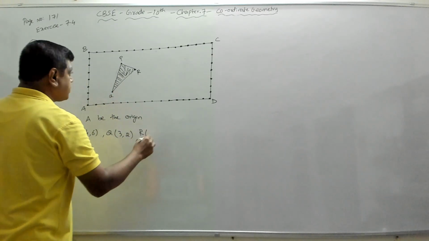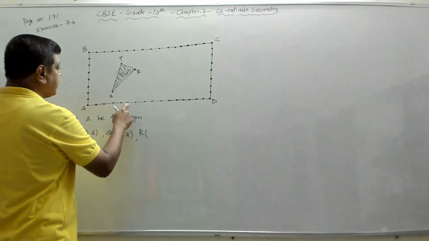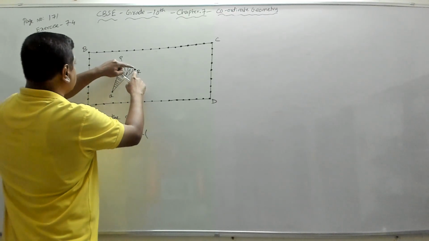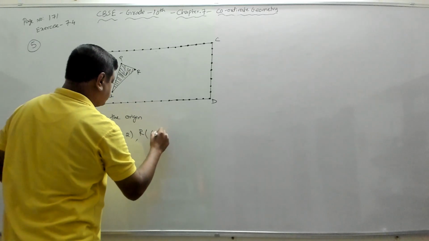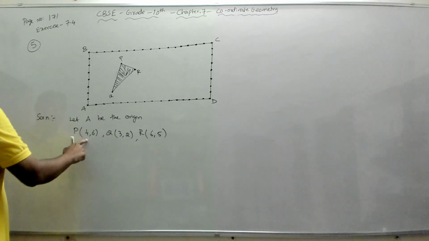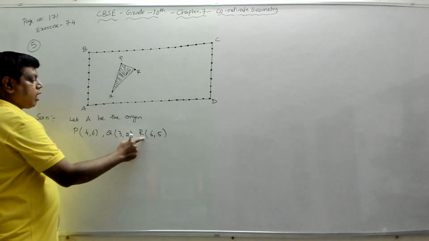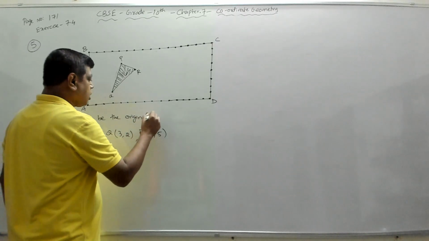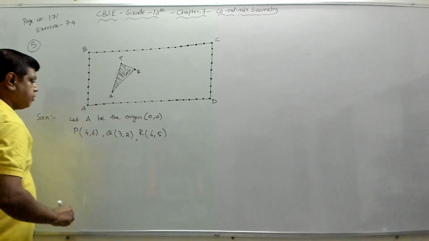And for our R, we go 1, 2, 3, 4, 5, 6. 6 is here. Then 1, 2, 3, 4, 5, which is 6, 5. So these are the coordinates of the points PQR. P is 4, 6. Q is 3, 2. And R will be 6, 5 if you take A as the origin. A as the origin means A is 0, 0.